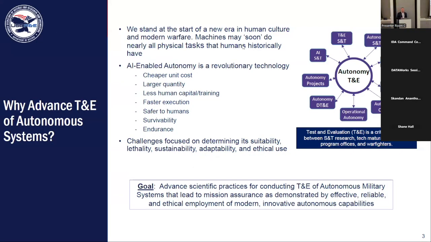So why is this important? First of all, probably nobody in here really needs to be told this, but there's a lot of hope that autonomous system technology is going to be a third offset, right? A great paradigm shift for our defense forces and our military, because it can potentially enable revolutionary things like lots of cost savings and quantities and less human training involved and faster execution and more survivability. But there's a lot of challenges involved with that: suitability, sustainability, adaptability, ethical use, lethality. That are sort of open questions about, well, how are autonomous systems going to do these?